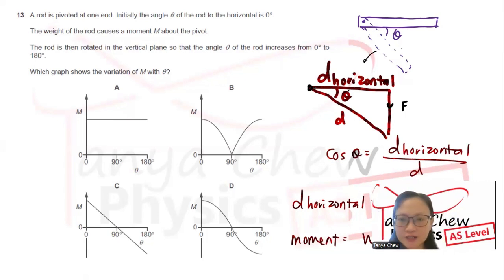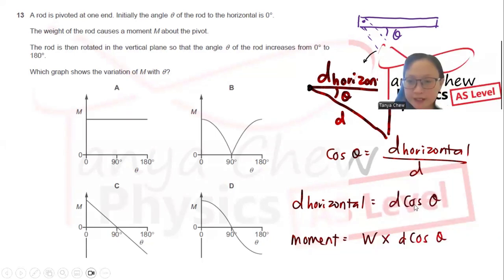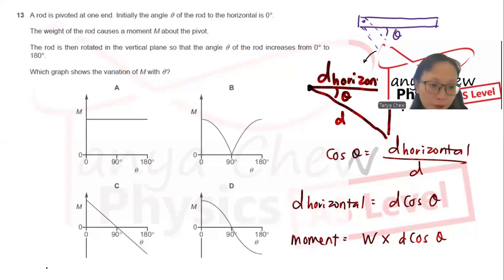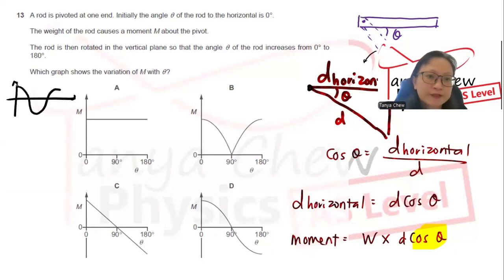So I resolve this. This is my cos theta, adjacent over d. Therefore, my horizontal distance is equal to d cos theta. My moment will be W, the weight of the rod, times d cos theta. So the important thing is you look at this one, cos theta. The cos graph is like this, so you start with a certain maximum value first.